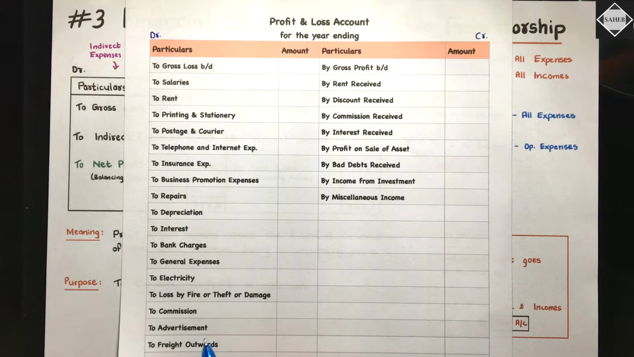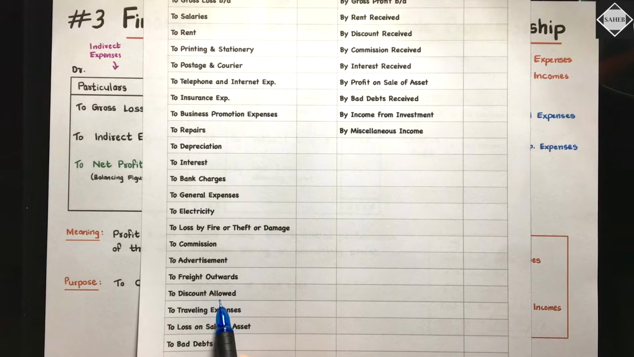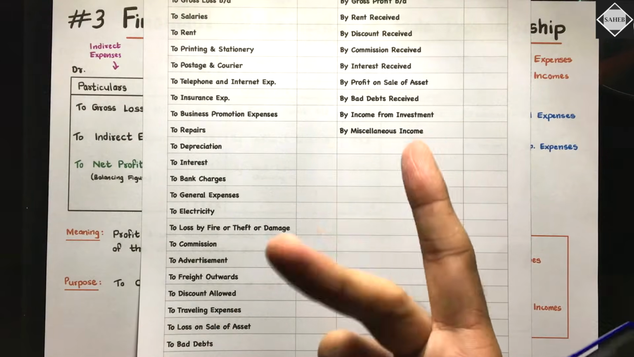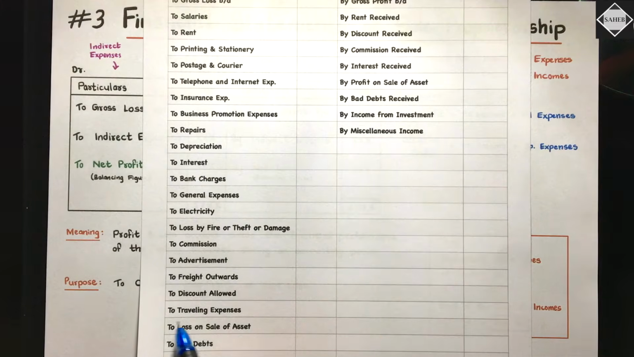Okay, next, to advertisement, to freight outwards. Freight outwards means what? Carriage outward, all that. To discount allowed. There can be discount allowed as well as discount received. Discount allowed means what? Expense. Discount received means income. Then see, to traveling expenses, loss on sale of asset, to bad debts. Now loss on sale of asset is also what? Do you know? It's a non-operating expense. Okay, and then see, to bad debts.